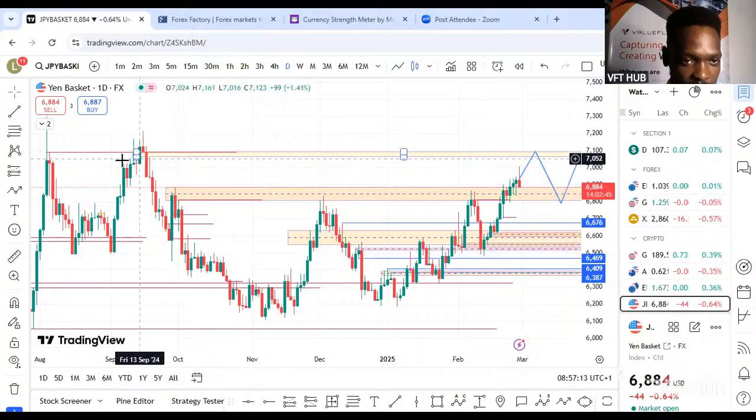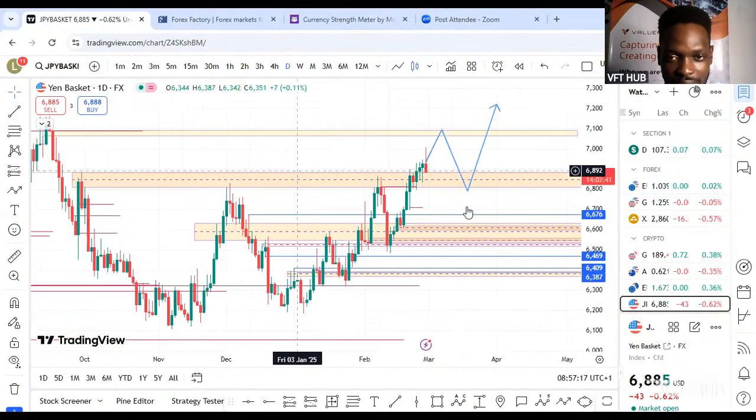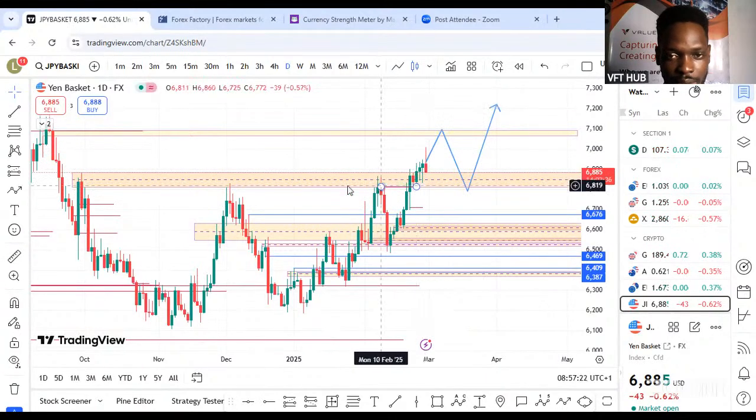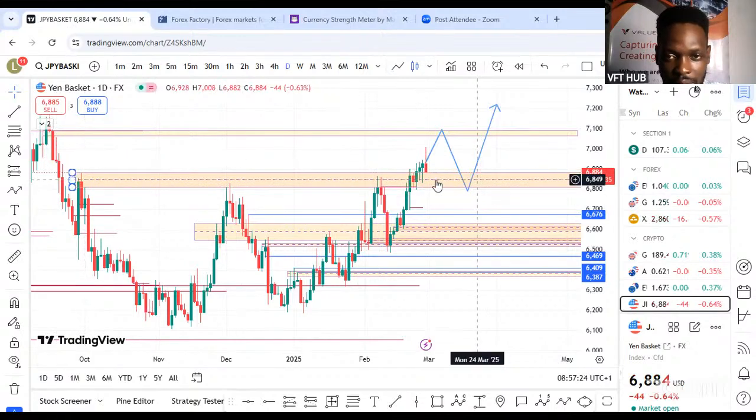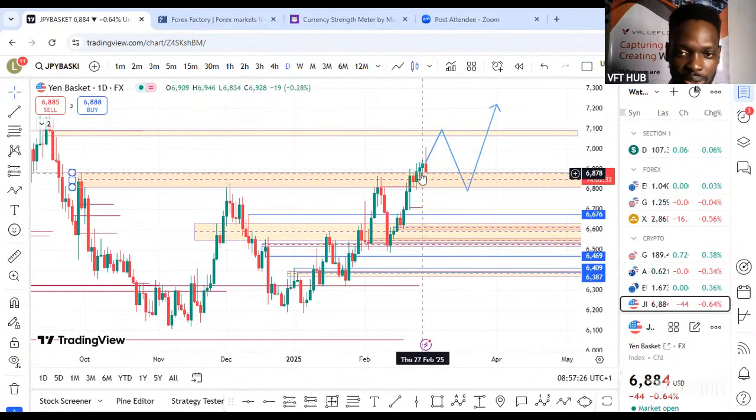All right. So this is it. This is the fair value gap. You see it both from the left and right, and that is what exactly price intends to test. And we see how price broke out of this resistance all the way to the upside just on Tuesday.